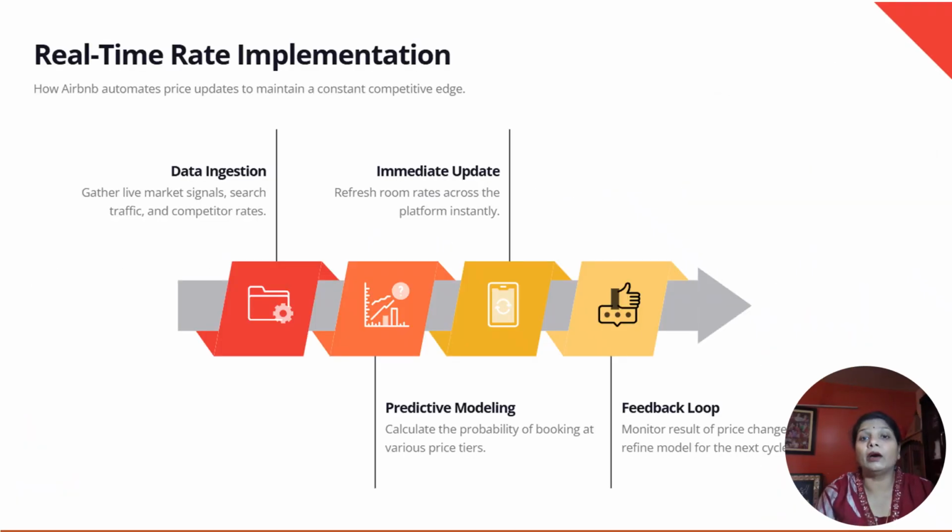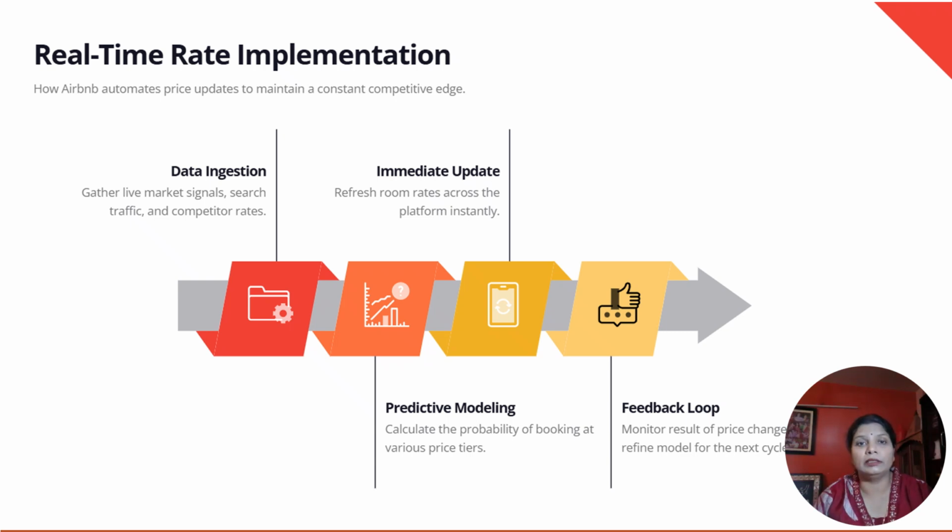Now, how does Airbnb implement pricing decisions in real time? The process starts with data ingestion. Airbnb continuously gathers live market signals, including search traffic, booking activity, and competitor pricing in each location. Next comes predictive modeling, using this data. The model calculates the probability of booking at different price tiers. This allows the system to estimate how demand will respond to price changes.